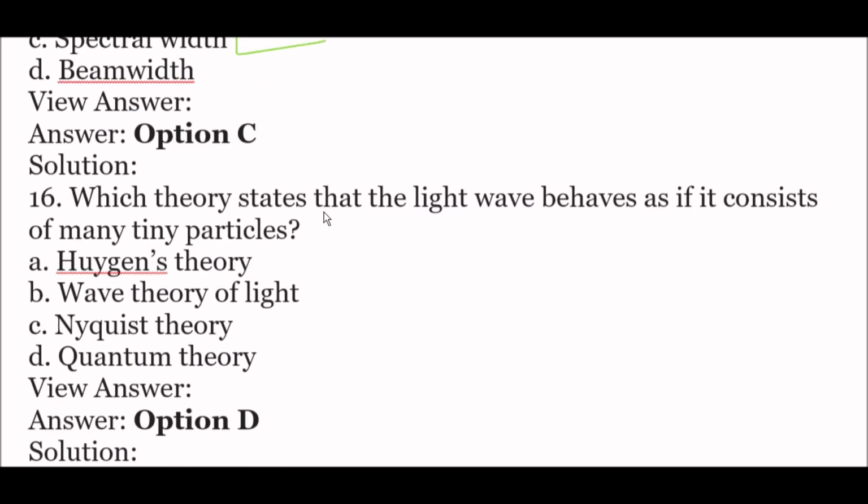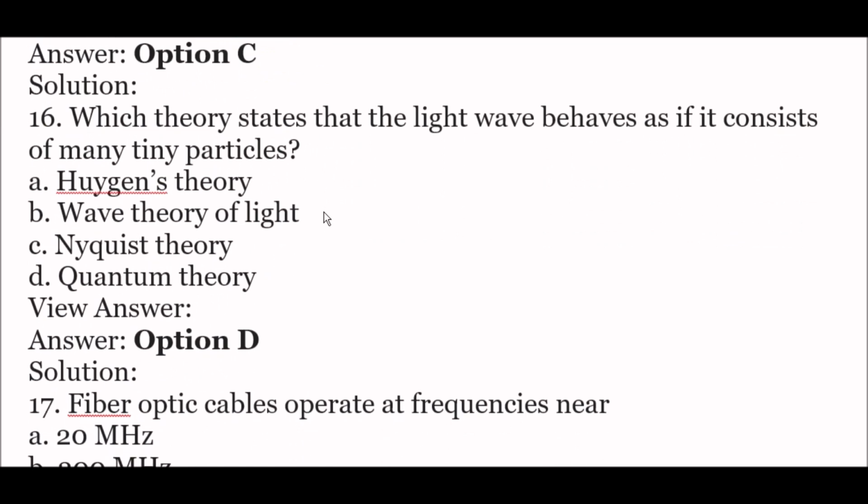Next question. Which theory states that the light wave behaves as if it consists of many tiny particles? Option A Huygens theory, option B wave theory of light, option C Nyquist theory, option D quantum theory. Right answer is option D quantum theory. Quantum theory states that the light wave behaves as if it consists of many tiny particles.